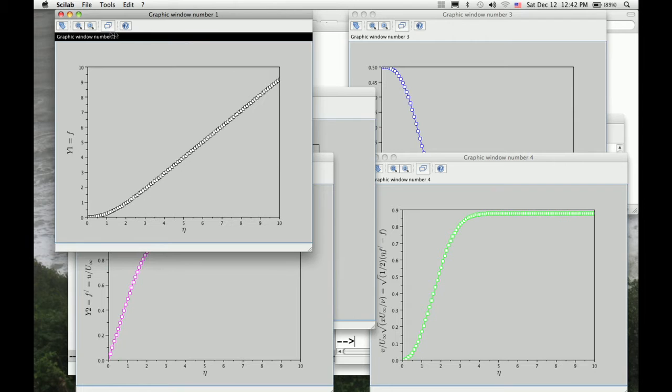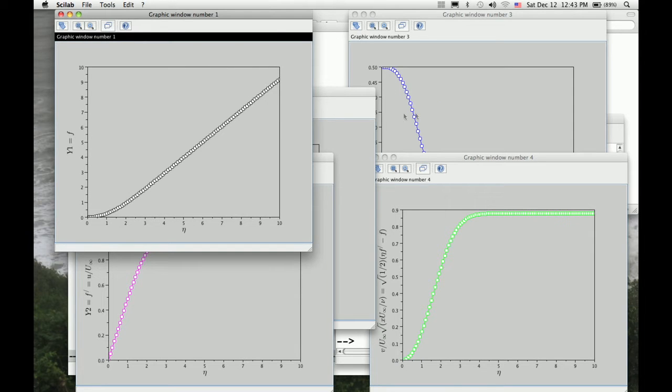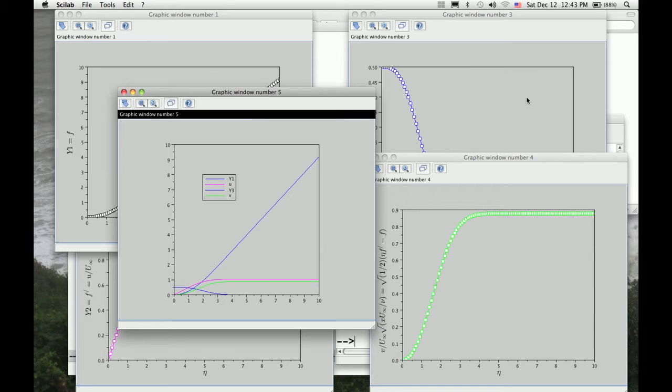We also have this plot. We can plot a lot of things. I have also plotted f. What is f? f was the non-dimensional stream function. So we've got f as a function of eta. This is again something that you get. So that's one of the plots. Look at this.